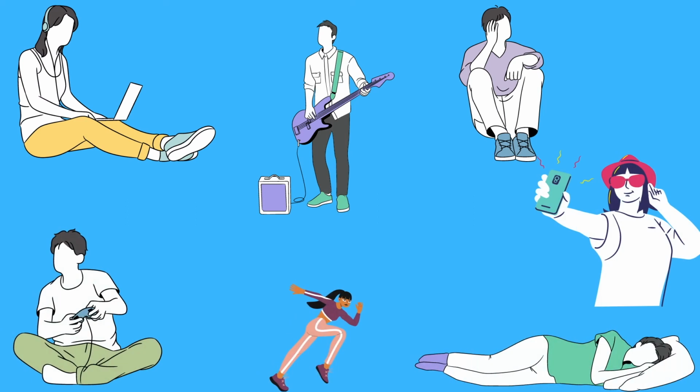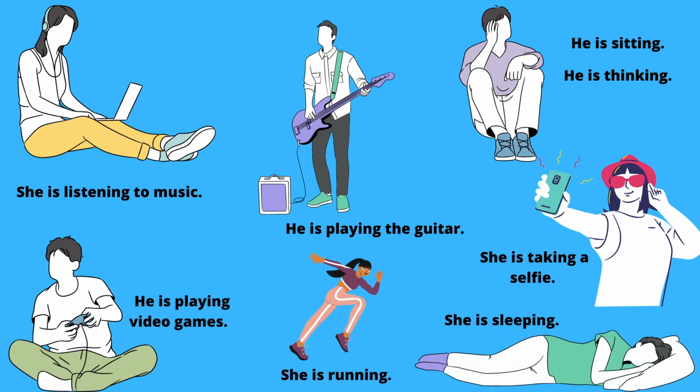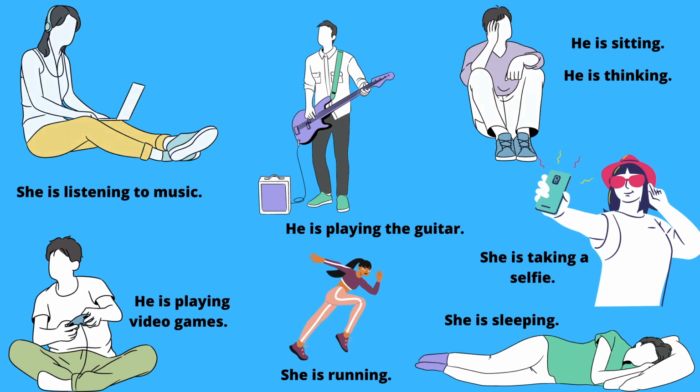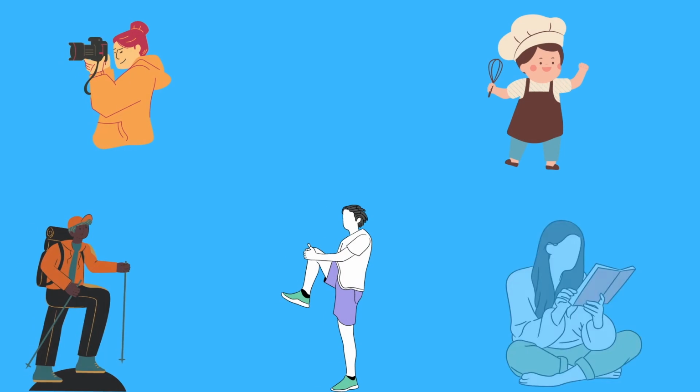Now it's your turn. Write down what these people are doing and pause the video because otherwise you're not going to have enough time. Without further ado, she is listening to music. He is playing the guitar. He is playing video games. She is taking a selfie. She is running. He is sitting or thinking. She is sleeping. Next slide.